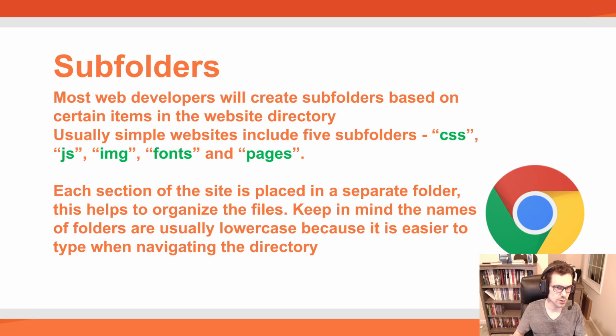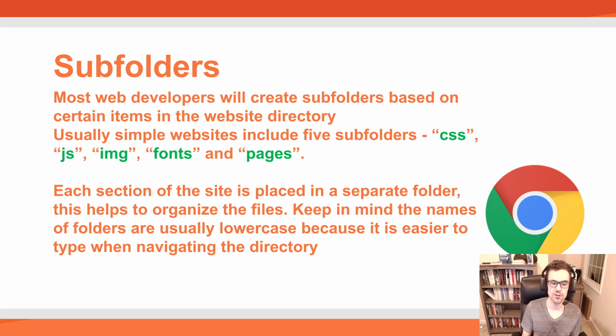There are subfolders within this folder, and most web developers will create subfolders based on certain items in the website directory. So it can be different for all websites, but usually simple websites include 5 subfolders: CSS for cascading style sheets, JS for JavaScript, IMG for images, fonts, and maybe perhaps a pages folder if the web page has more than one page. Each section of the site is placed into separate folders, and this helps organize the files.